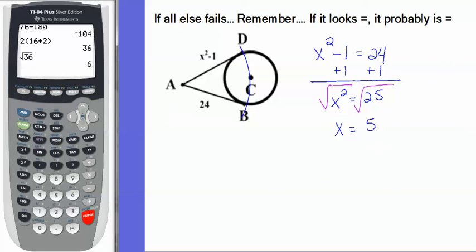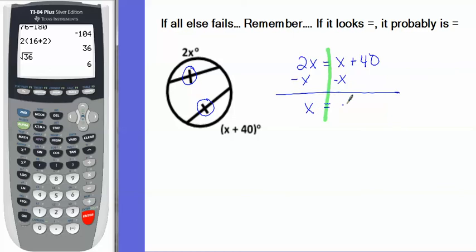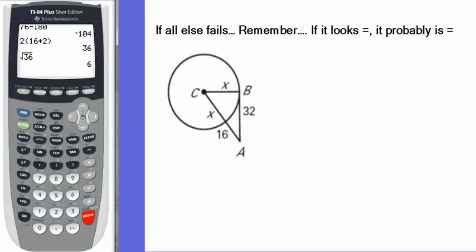Let's look at another example. Now this has these congruent hash marks. That's kind of a hint to me that they're probably equal, so I'm just going to set them equal. Now, here's my wall, and I need to move things around. I'm going to subtract x on both sides, and I get x equals 40. And I'm done. Let's look at our last example.